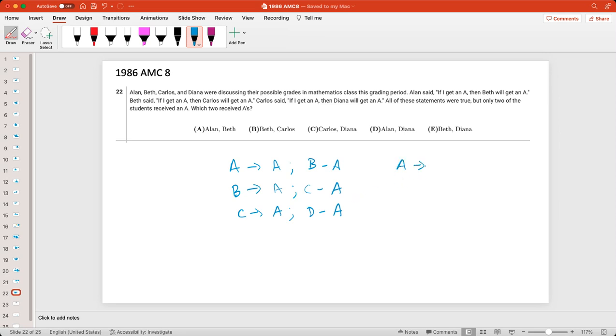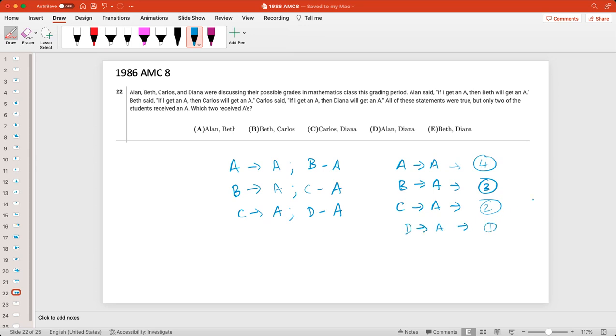If Alan receives an A, then obviously all 4 will receive an A, right? It's all connected. Now remember one thing: when Alan gets an A, Beth gets an A, but if Beth gets an A, Alan doesn't necessarily get an A. So this inverse is not true. So if Beth gets an A, then Beth, Carlos and Diana end up getting an A. So 3 A's. If Carlos gets an A, only he and Diana will get an A. So 2 A's. And if Diana gets an A, only she will get an A.